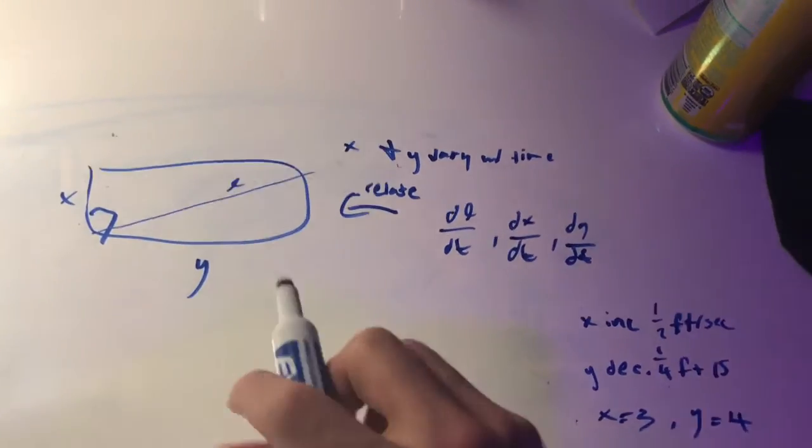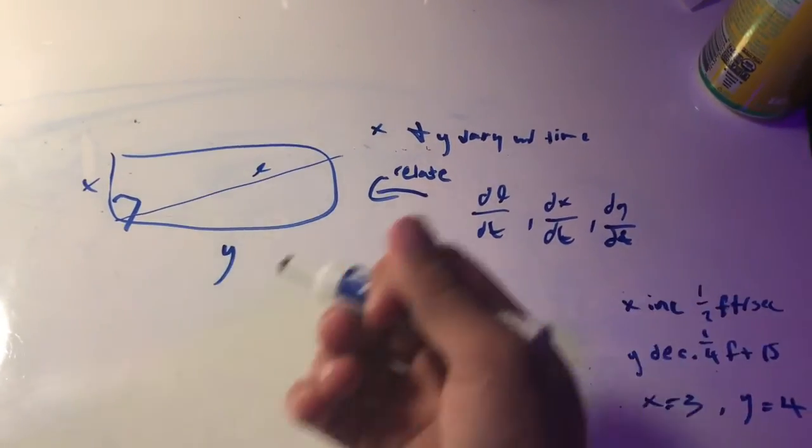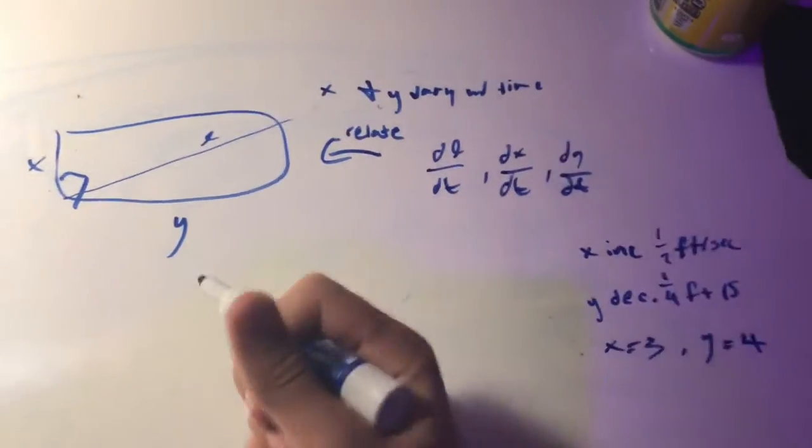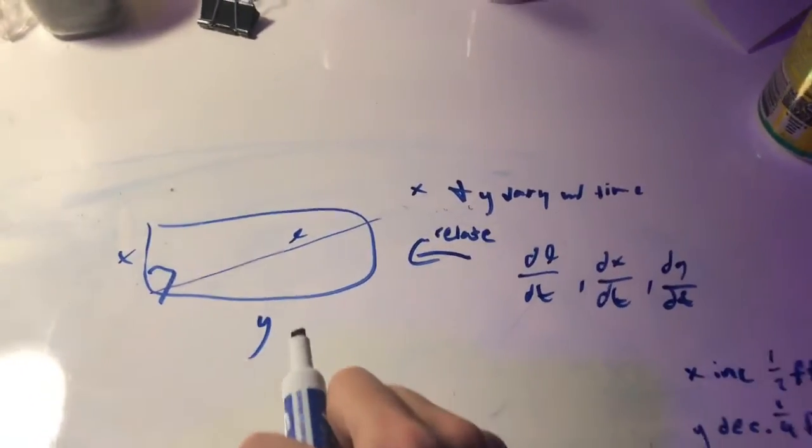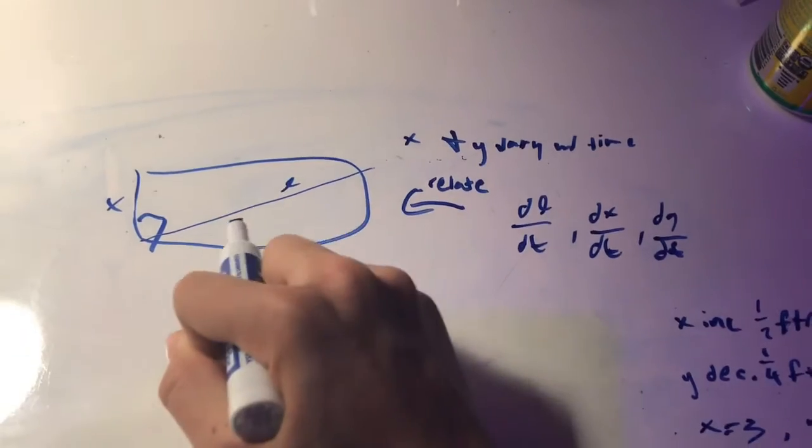Anyway, so first things first, you got to write out the equation that relates all of these different things. So, what do we have? Oh, you know what this looks like? This kind of looks like two right triangles.